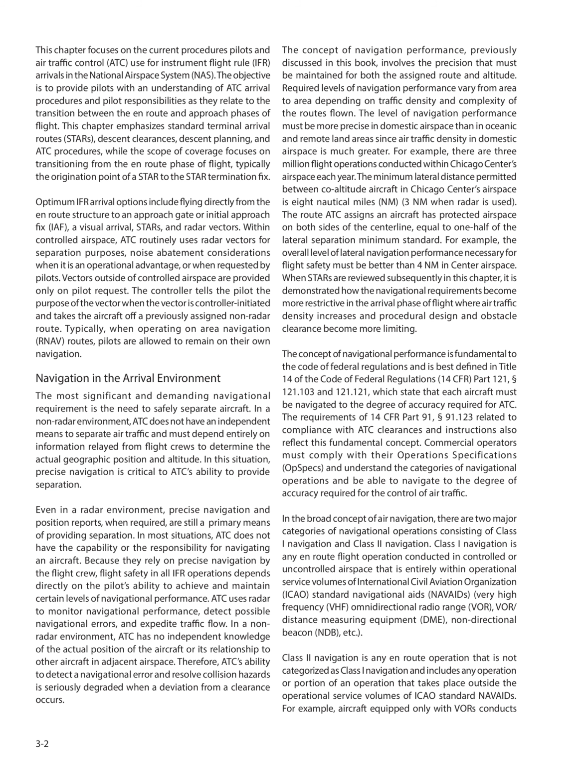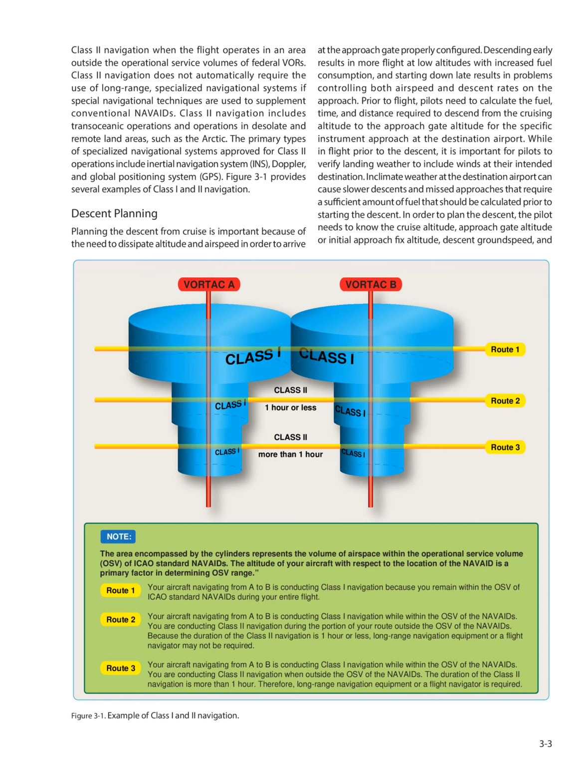For example, aircraft equipped only with VORs conducts Class 2 navigation when the flight operates in an area outside the operational service volumes of federal VORs. Class 2 navigation does not automatically require the use of long-range, specialized navigational systems if special navigational techniques are used to supplement conventional nav aids. Class 2 navigation includes transoceanic operations and operations in desolate and remote land areas, such as the Arctic. The primary types of specialized navigational systems approved for Class 2 operations include Inertial Navigation System, INS, Doppler, and Global Positioning System, GPS. Figure 3.1 provides several examples of Class 1 and 2 navigation.